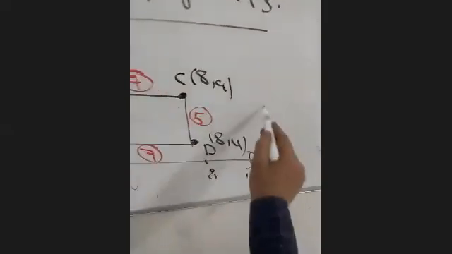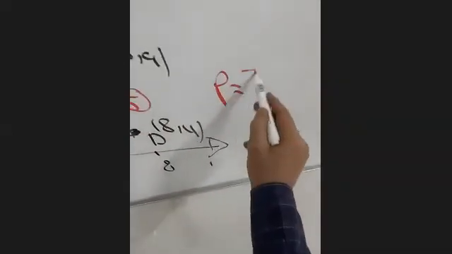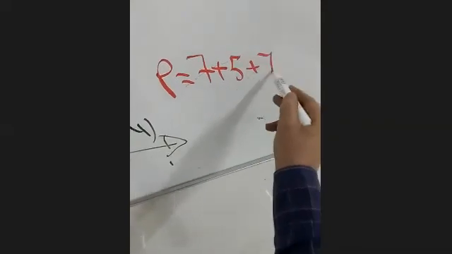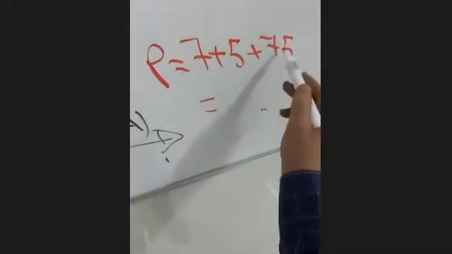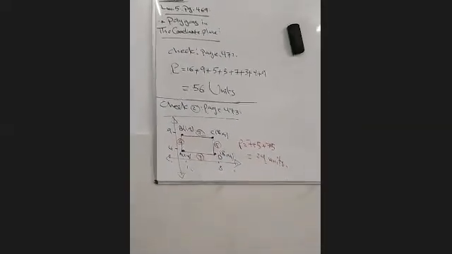So what's the perimeter now? 7 plus 5 plus 7 plus 5. Got it? Good. 12 with 12 is 24 units. Do you understand? Copy them, guys.